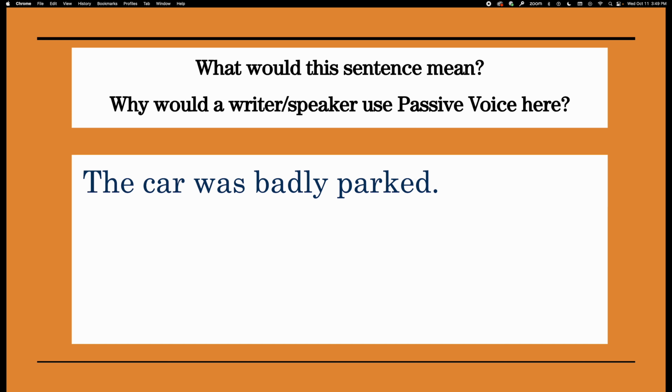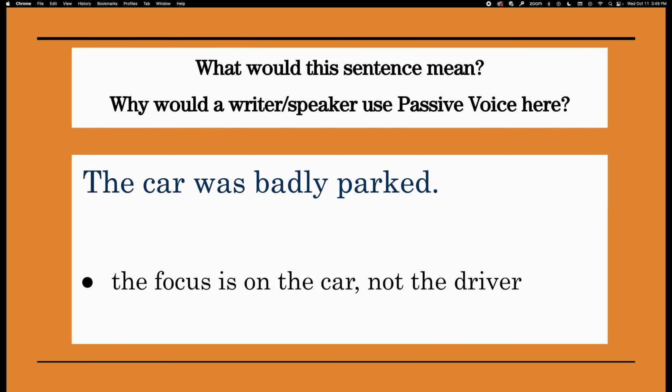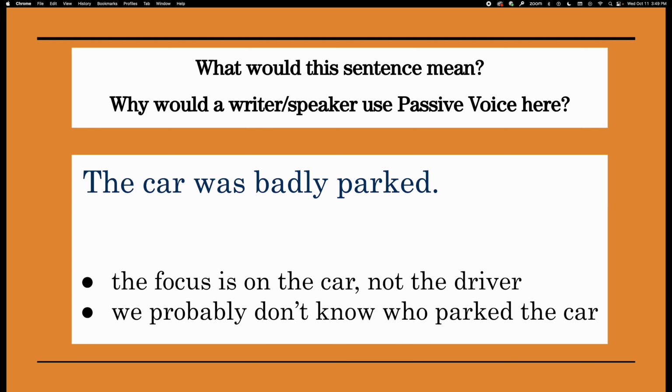Why would you use passive voice? Well, because I'm looking at the car, I'm thinking about the car, and I don't know who parked it. So the two things: I'm thinking about the car, not the driver. And in fact, I don't know who the agent is. Remember, the agent did the parking. I don't know who it is.